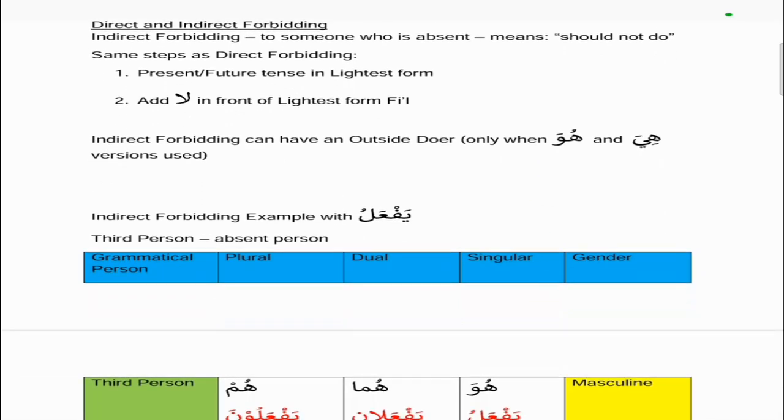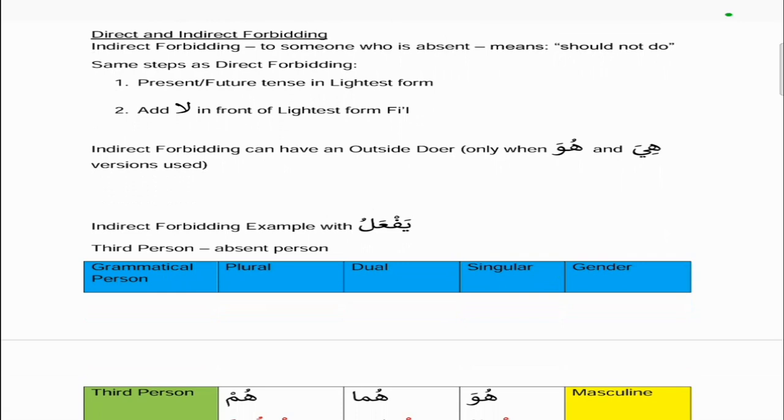And the next thing is direct and indirect forbidding. Indirect forbidding is to someone who is absent. So the meaning would be they should not do it. Direct forbidding is when you say you don't do it. But indirect forbidding is when you say they should not do it.